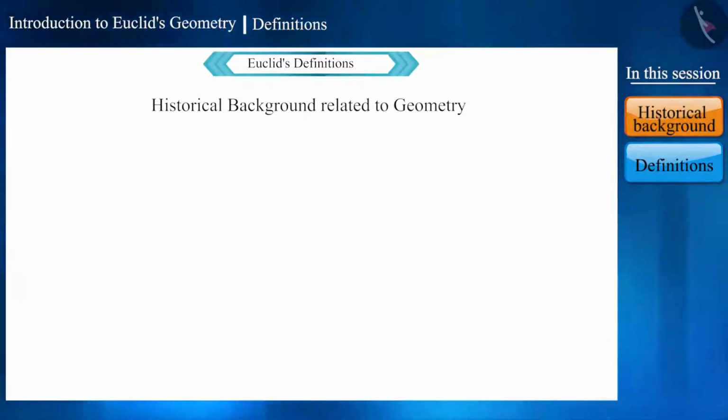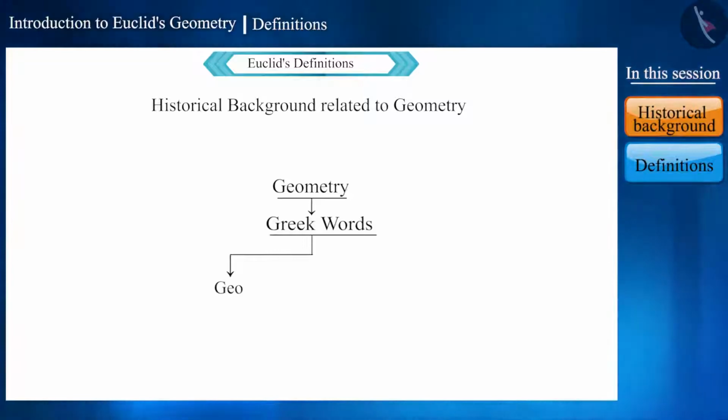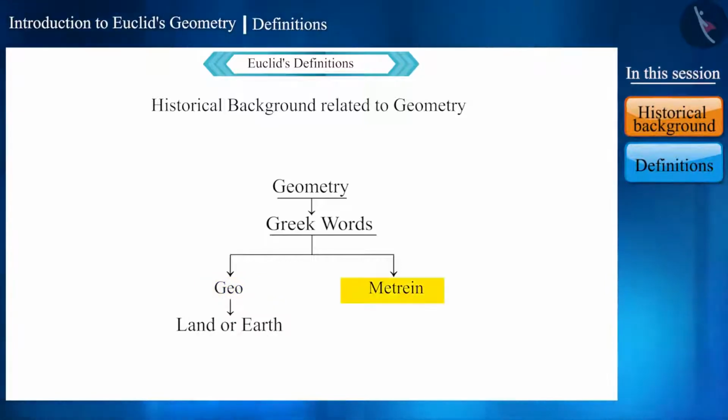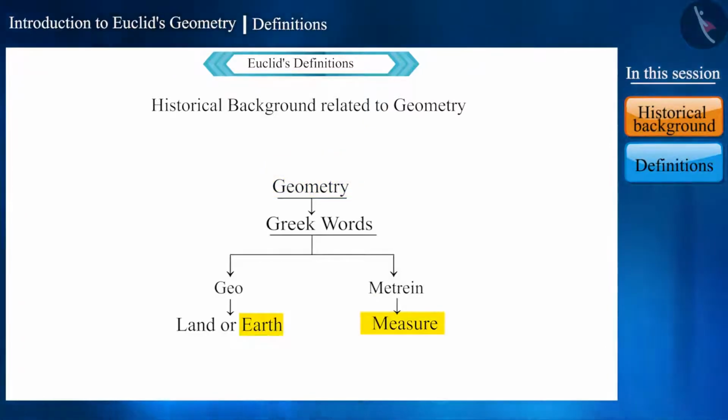Let's begin with some historical background related to the origin of geometry. The word geometry originated from the two Greek words, geo and metrin. Geo means earth or land, and metrin means to measure. From this, it seems that the word geometry originated due to the need to measure land.